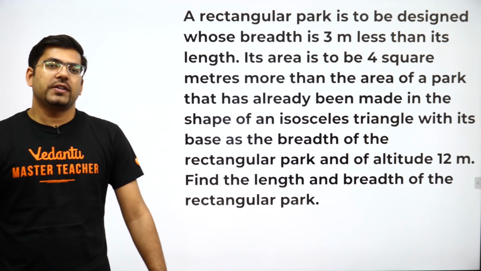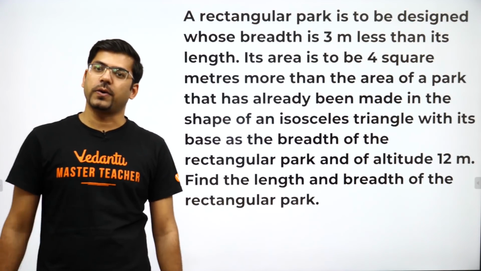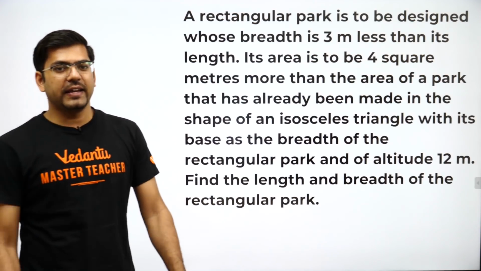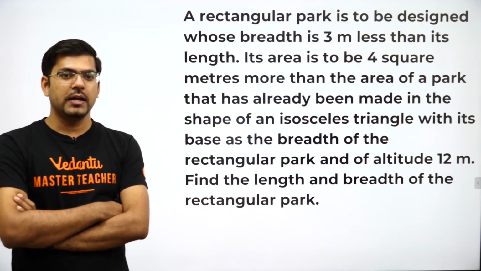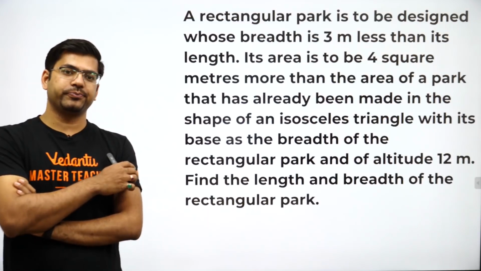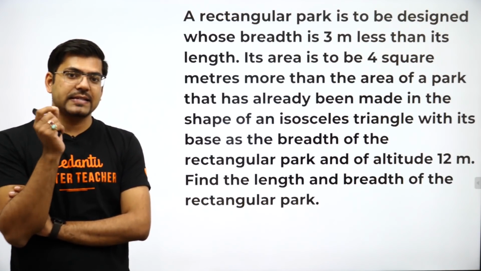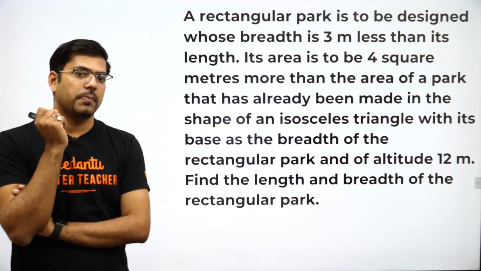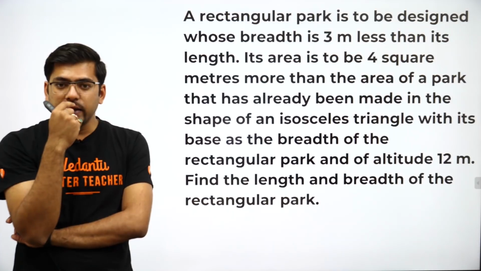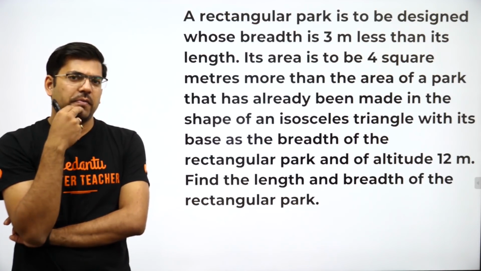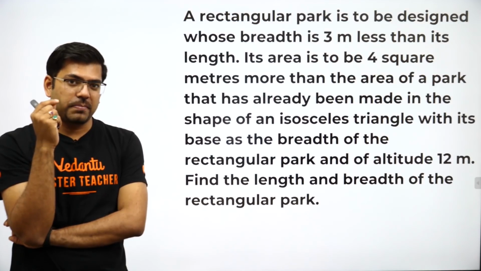A rectangular park is to be designed whose breadth is 3 meters less than its length. Its area is to be 4 square meters more than the area of a park that has already been made in the shape of an isosceles triangle, with its base as the breadth of the rectangular park, and altitude as 12 meters. Find the length and breadth of the rectangular park.